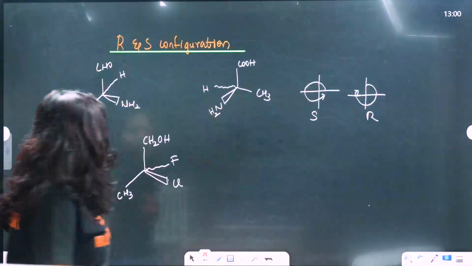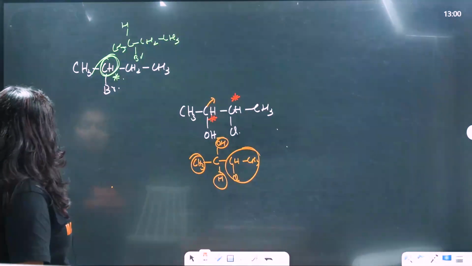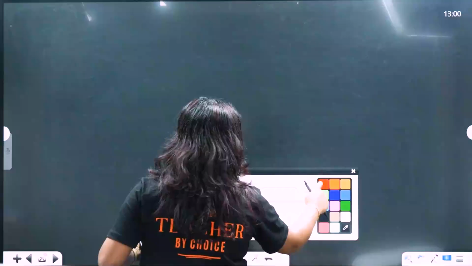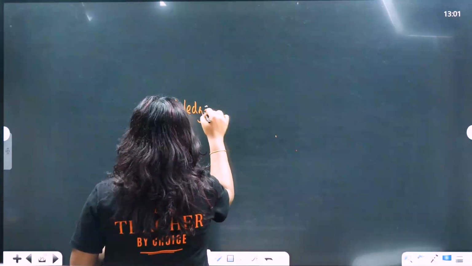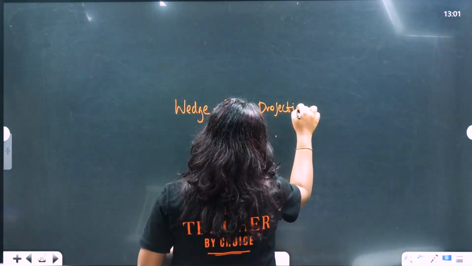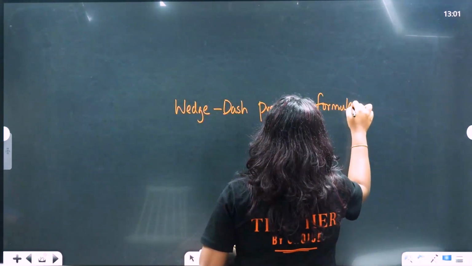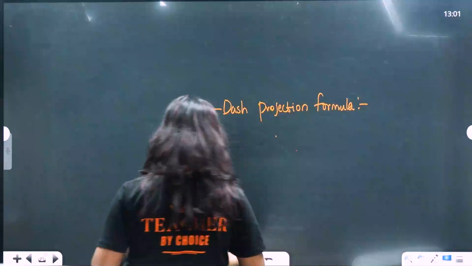This is a very important point to find the chiral center. Here I want to add another point before going in depth: the next topic, which is also a very important topic. If you understand this topic, it will be easy to attend many questions. It is the dash projection formula, or Fisher projection formula, whatever it is. Fisher projection and Fisher projection formula.